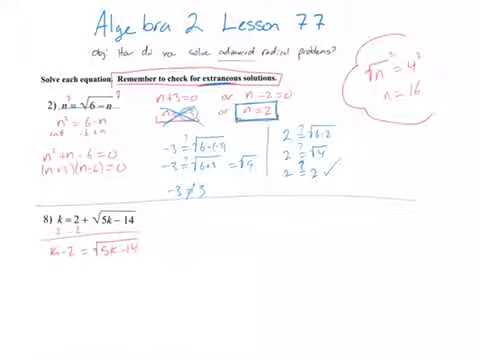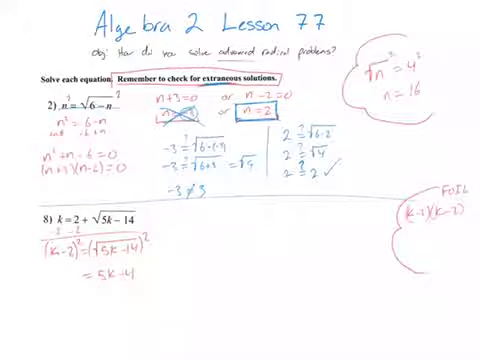Now we'll square both sides. The right hand side just becomes 5k minus 14. The left hand side, if we do a little thought bubble over here, is going to be k minus 2 times k minus 2. This is where we FOIL. K times k is k squared, minus 2k minus another 2k is minus 4k, and then plus 4. So left hand side comes out to be k squared minus 4k plus 4.